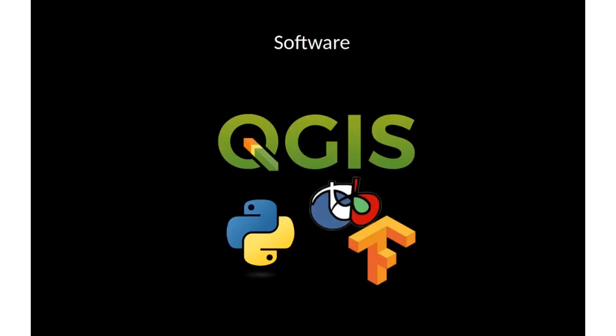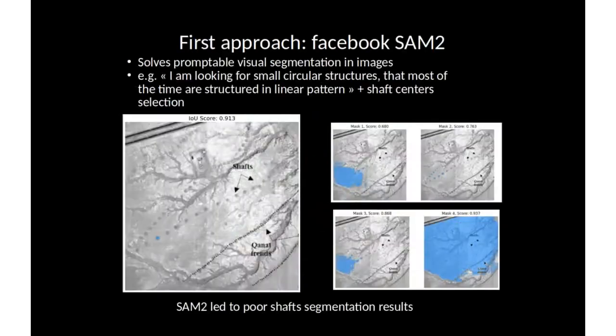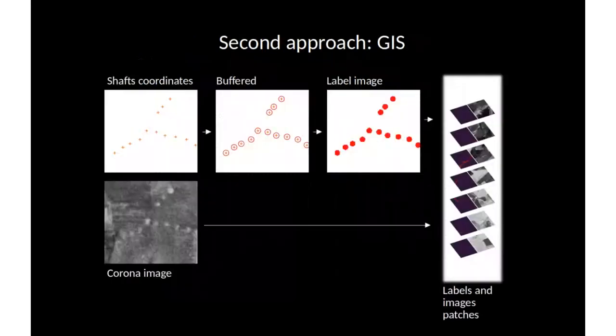So we used QGIS. And at the same time, some guys tried to use the Facebook Segment Anything Model. You know, it's a famous model that you can use by giving it some context with a sentence like, okay, I want to map some structures which are aligned in a linear fashion. And I think it's the future of AI for semantic segmentation, but right now it doesn't work really well on such images. So yes, it doesn't work.